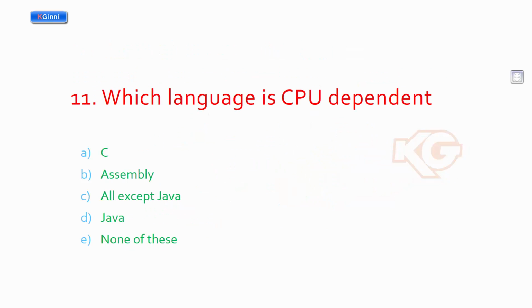Which language is CPU dependent? In this case, we already saw that Java is CPU independent because it has its own JVMs which can read the same source object code in different operating systems like Mac, Unix, Windows. When it comes to C, it creates object and exe files, which are dependent on the machine. So this should be a wrong answer. Assembly level language is again dependent on the type of machine it is working on. So the answer here should be all except Java.